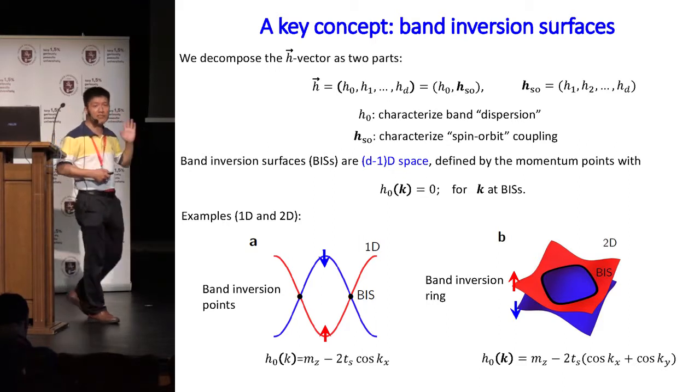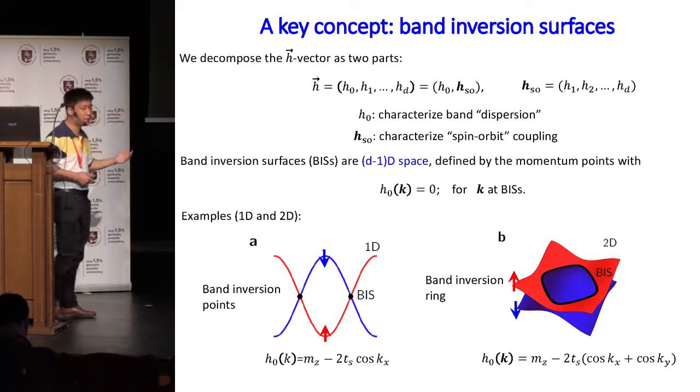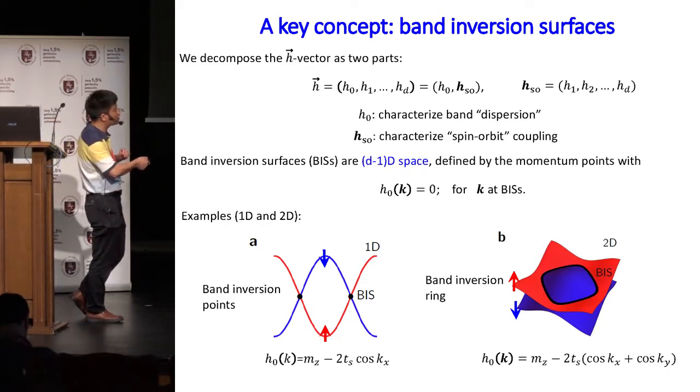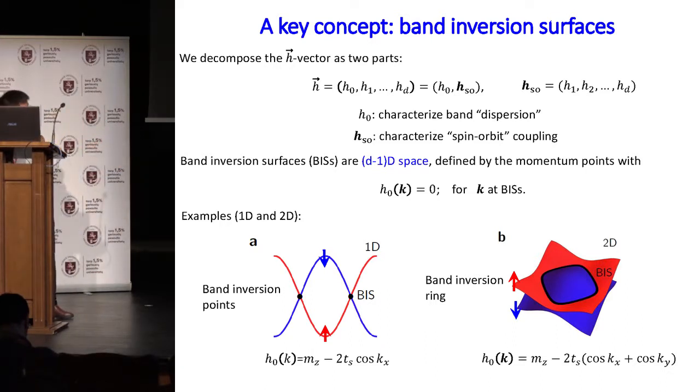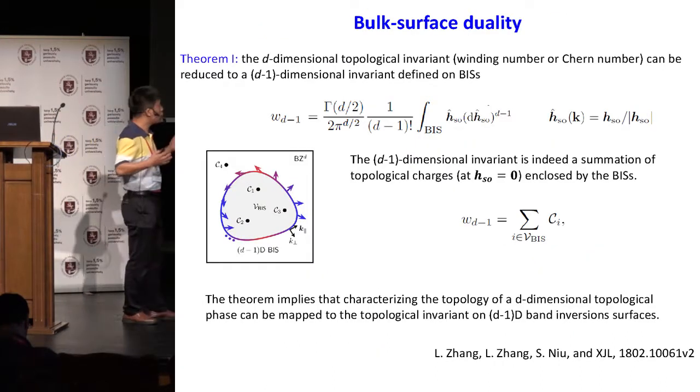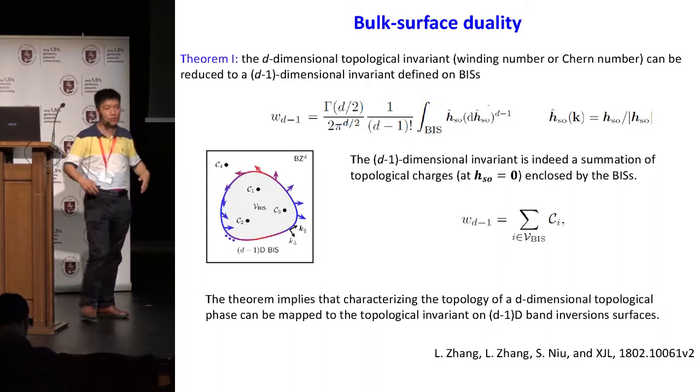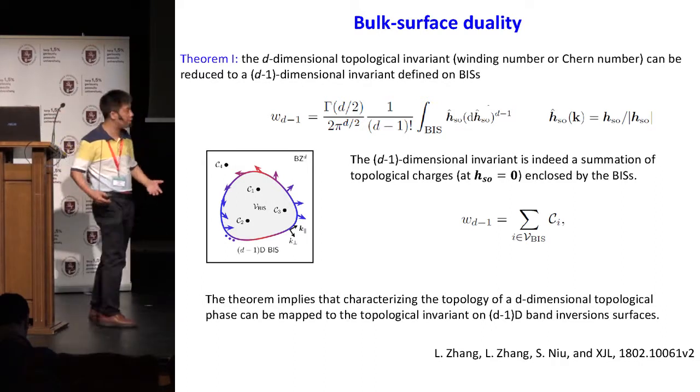I use the band inversion surface, this concept. So also for the two-dimensional case, if you have the band crossing, this band inversion surface is just the 1D ring, like this kind of structure. Now, once we have this concept, we can go to the main results for this classification theory.